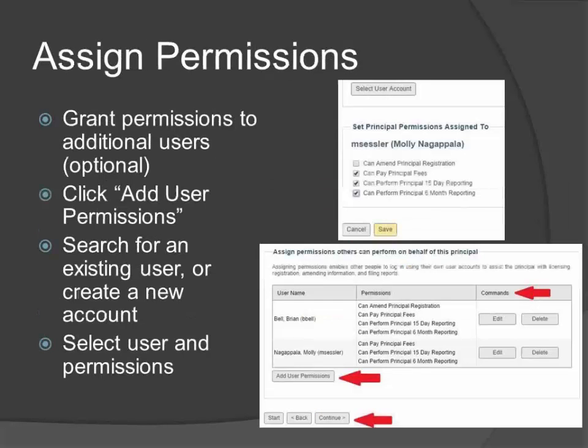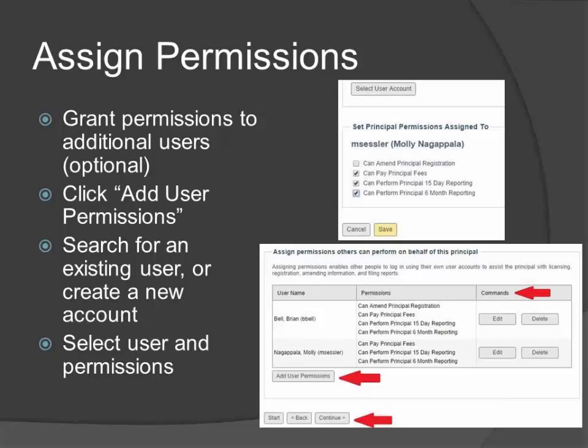The next step in the registration process is to grant user permissions. As the user registering the lobbying principal, you are automatically granted full permissions. You have the option to grant permissions to additional users, such as your authorized lobbyists or administrative staff.